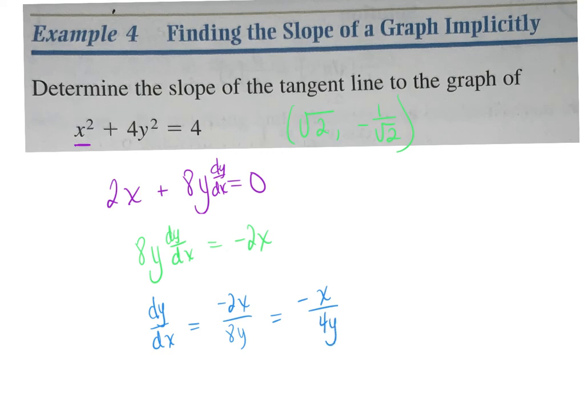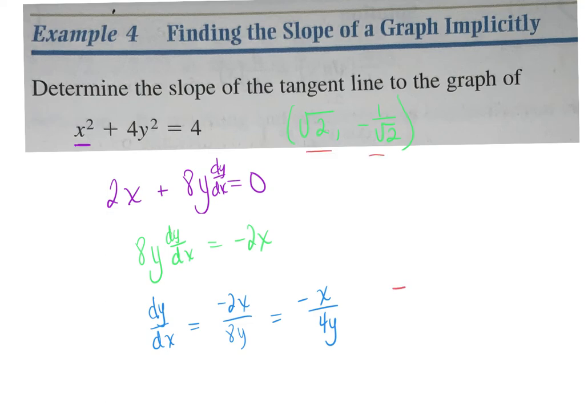I am not done. They want the slope of the tangent line. You'll notice that I have an x and a y. When you have explicit differentiation, you really only have to plug in the x because your y is gone. It was by itself already. But when you have implicit differentiation, you actually have to plug in your x and your y to get the slope of the tangent line. So I need to plug in both of these.